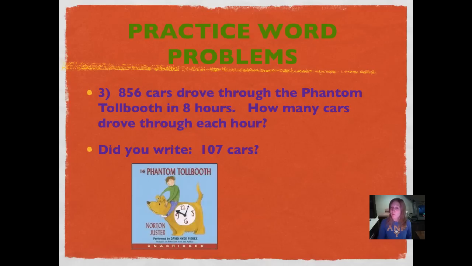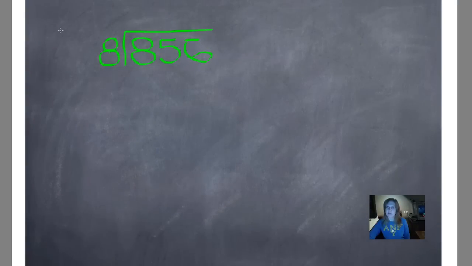Did you write 107 cars? Let's see how we did that one. So we'll write our symbols down the side. Divide, multiply, subtract, bring down, start all over.